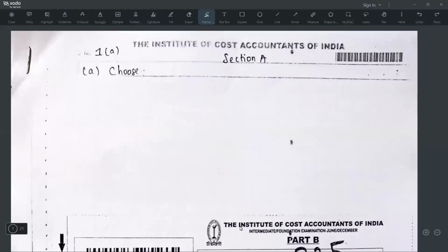I want to give one more suggestion: always use a black ballpoint pen. A black ballpoint pen looks good and professional. Suppose you feel your handwriting is not presentable with a black ballpoint pen, you can use a blue ballpoint pen also. Always use ballpoint pens rather than going for gel pens.